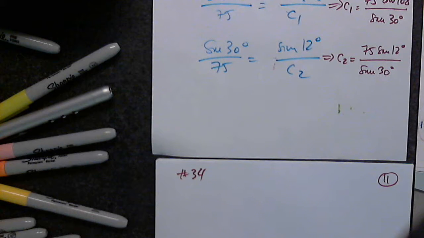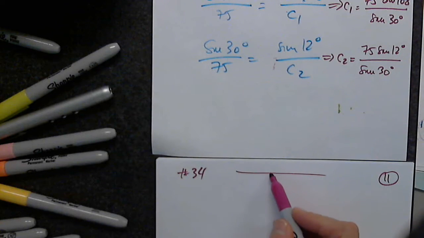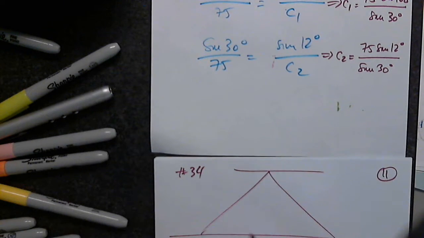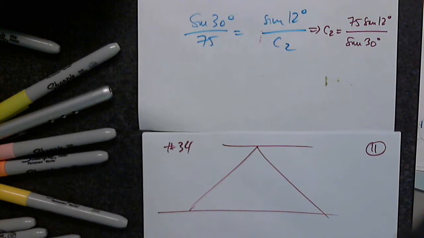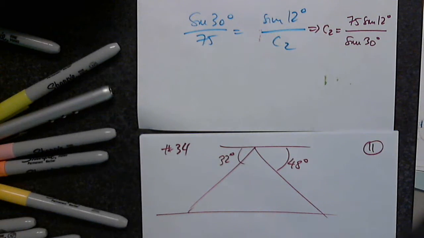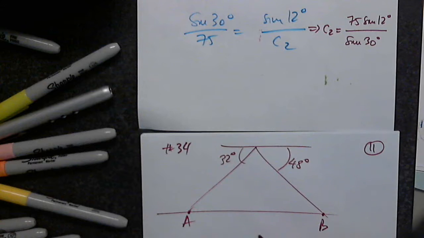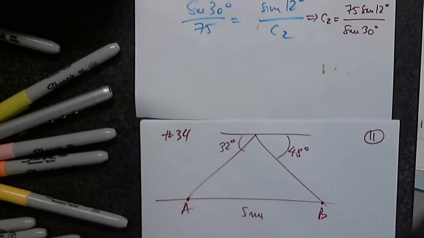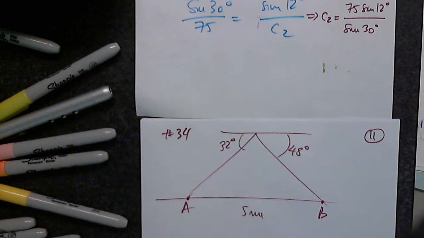A pilot is flying over a straight highway. He determines the angles of depression to two mileposts, 5 miles apart. We had something similar, but I'm assuming that the problem now is asking us to do something else. So we have this 32 degrees, we have this 48 degrees, and this is A, and this is B, and this is 5 miles. So we are only looking at the picture right now. Find the distance of the plane from point A, which we could not determine last time, and find the elevation of the plane.